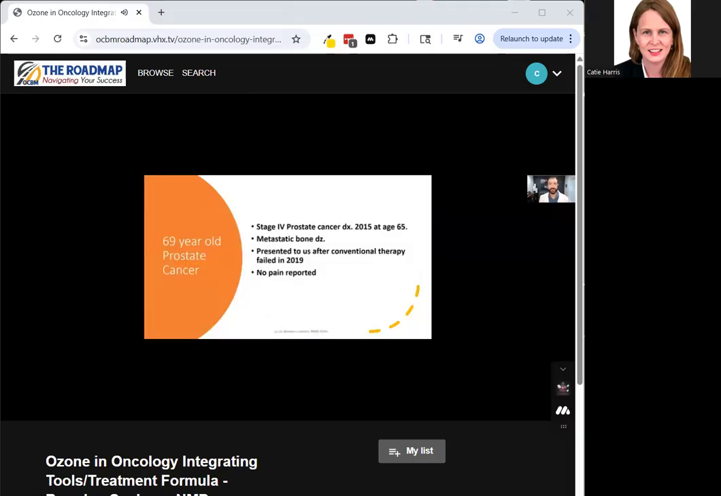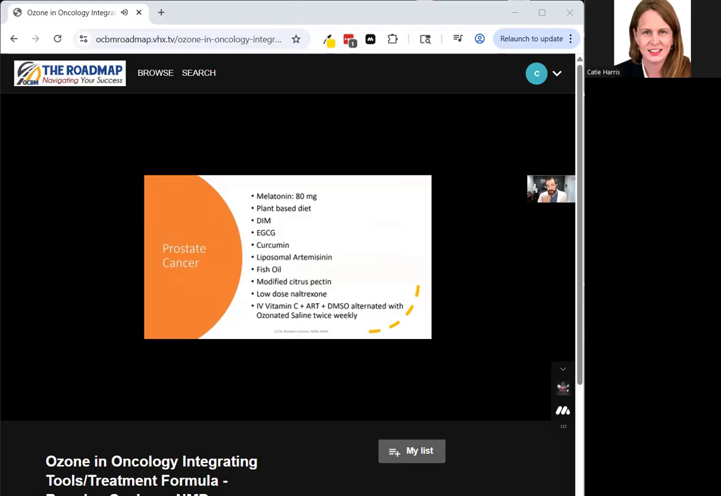So this is a prostate cancer patient, a 69-year-old with stage 4 prostate cancer diagnosed in 2015, age 65, with metastatic bone disease. He presented to us really after conventional therapy failed. So they did pretty much suppressive surgery, androgen deprivation therapy, and then we're on to other things. No pain was reported at the time for this patient.